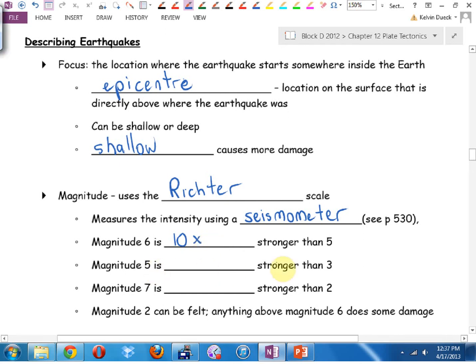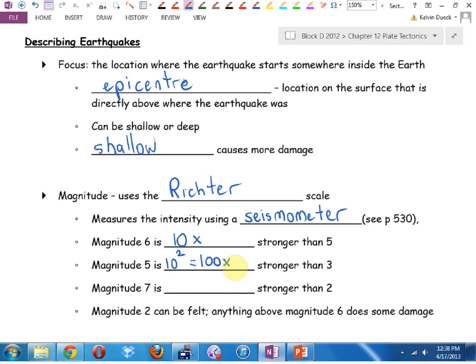Magnitude 5 compared to a magnitude 3. What's 5 take away 3? It's going to be 10 squared, or a 1 with 2 zeros, times stronger. 100 times stronger. So when you get to a magnitude 7, which does significant damage, a magnitude 2, you can feel. A magnitude 2 is what you feel if you're parked in your car waiting for the train and the train is going by and you can feel the rumbling through your car from the train. That's about a magnitude 2.